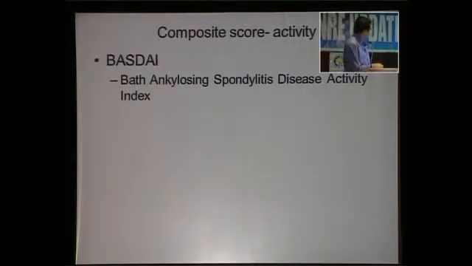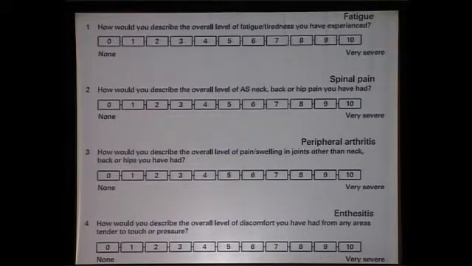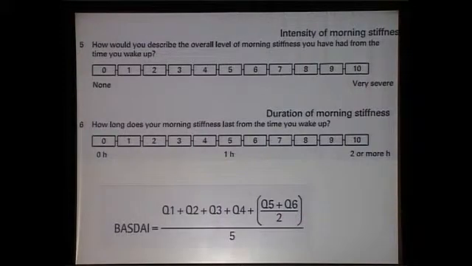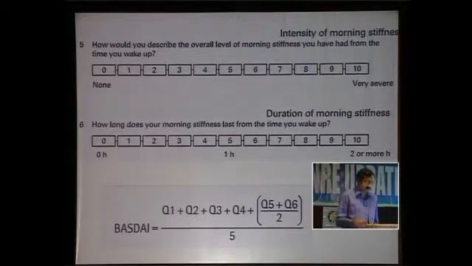BASDAI is the Bath Ankylosing Spondylitis Disease Activity Index, and in the BASDAI there are 6 questions. The first one is fatigue, second is spinal pain, third is peripheral arthritis, fourth is enthesitis, and fifth and sixth are morning stiffness. I told you both the intensity is important and duration is important. Based on that, there is a score which is calculated. There is a very simple formula which can be done very easily in OPD. There are Excel sheets available, so you just enter the data, or otherwise you can hand calculate this, and you will get a score. That score is called BASDAI, and the score indicates the activity of the patient.